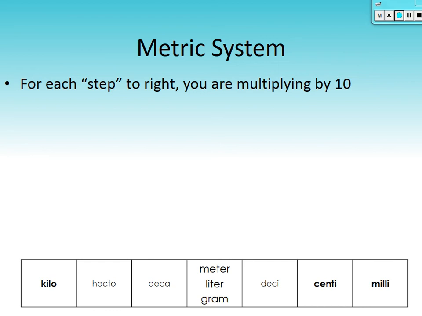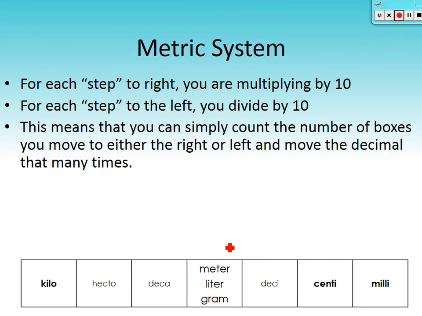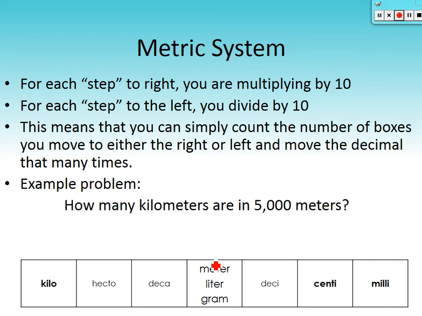Okay, for each step to the right, we're going to multiply by 10. So if we go to the right on this chart, we're going to multiply our number by 10. For each step to the left, so if we now go to the left, we're going to divide by 10. This means that you can simply count the number of boxes that you move, either to the right or to the left, and move the decimal that many times. So for example, if we move 3 boxes to the right, we're going to move the decimal 1, 2, 3 boxes to the right.